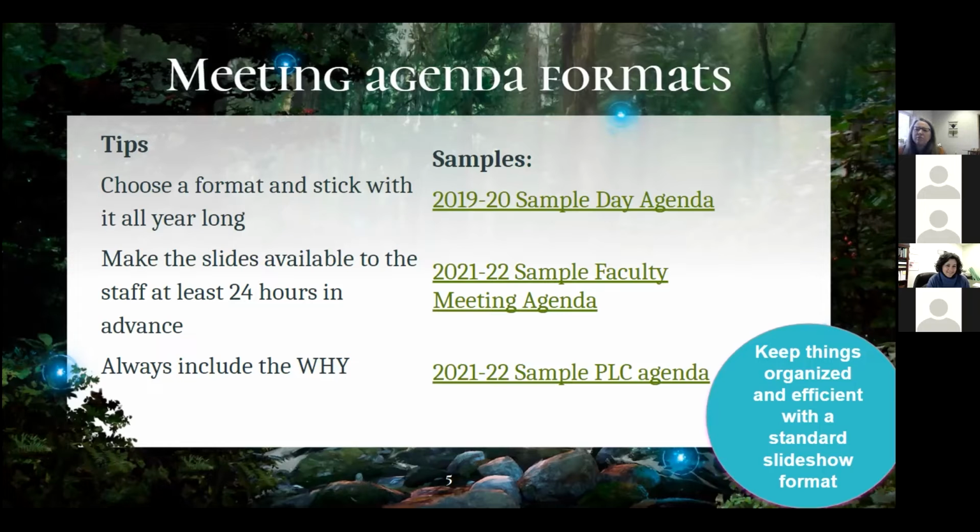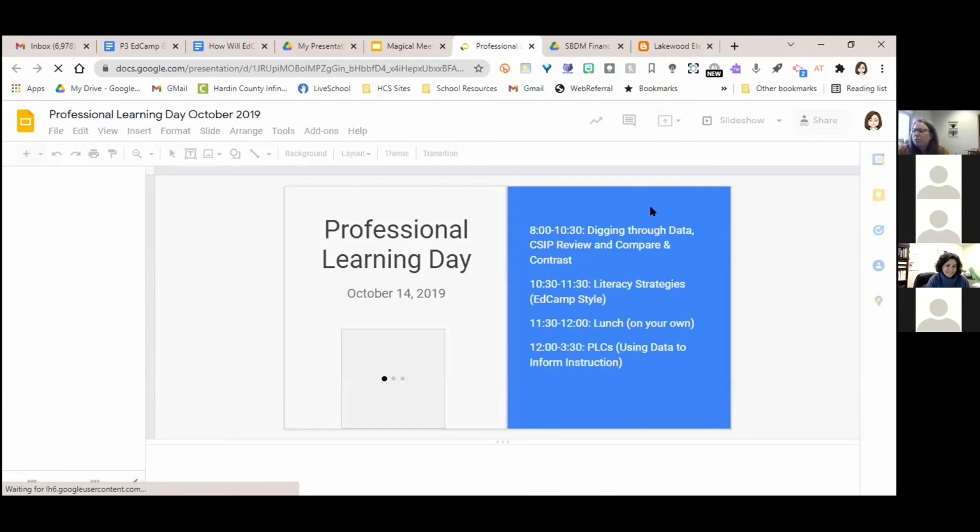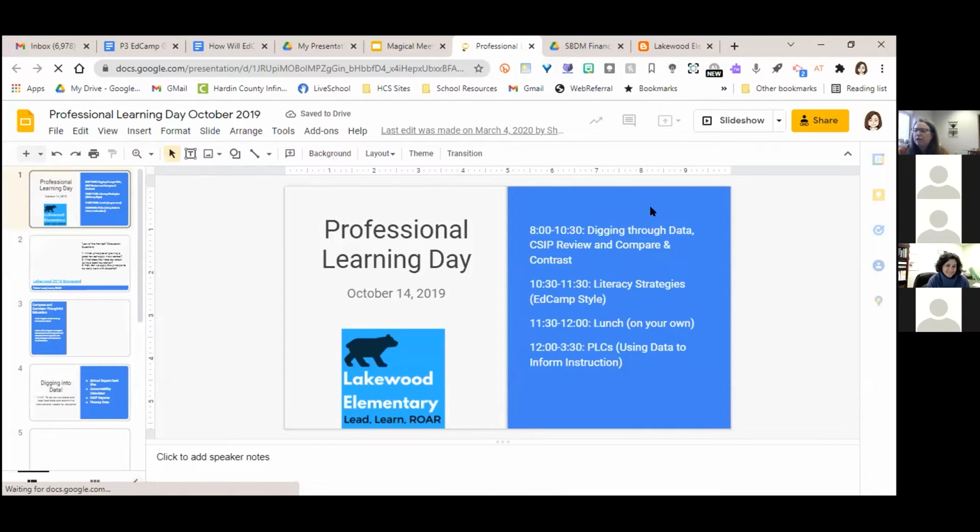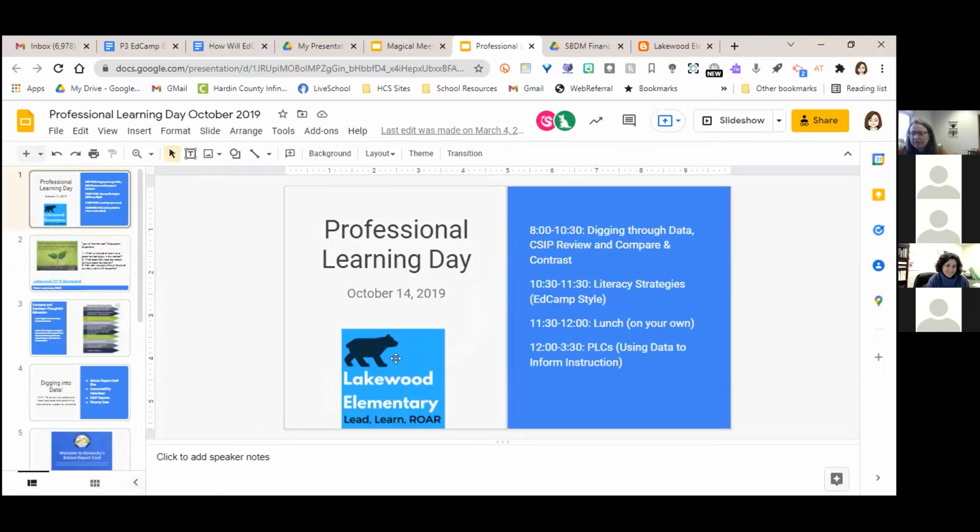And then always include the why, especially on your day-long agendas and your sample faculty meeting agendas. And we'll see that in these examples that we're going to look at. So the sample day agenda, you can see I always use the same template. These little images right here, if we want to get into a side conversation about those in just a second, we can. I make all of my images in Canva, so we can talk about how to do that and how easy Canva is to use to make a branding image for your school. But I always include branding images in all of my sample agendas, especially ones that are done in slides.